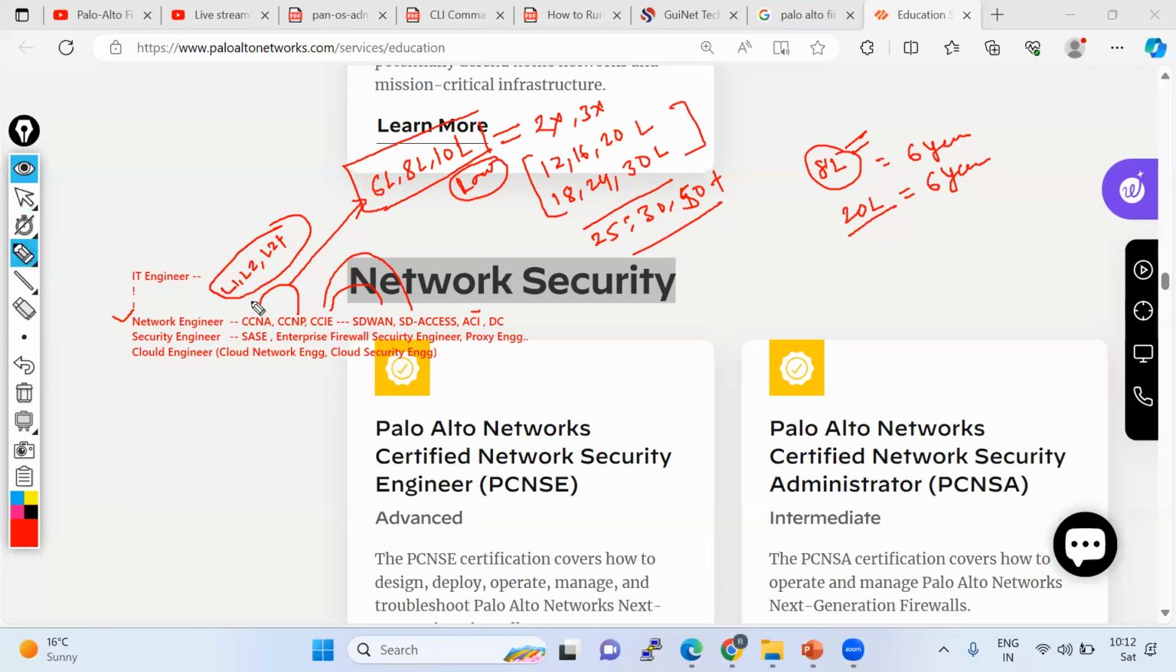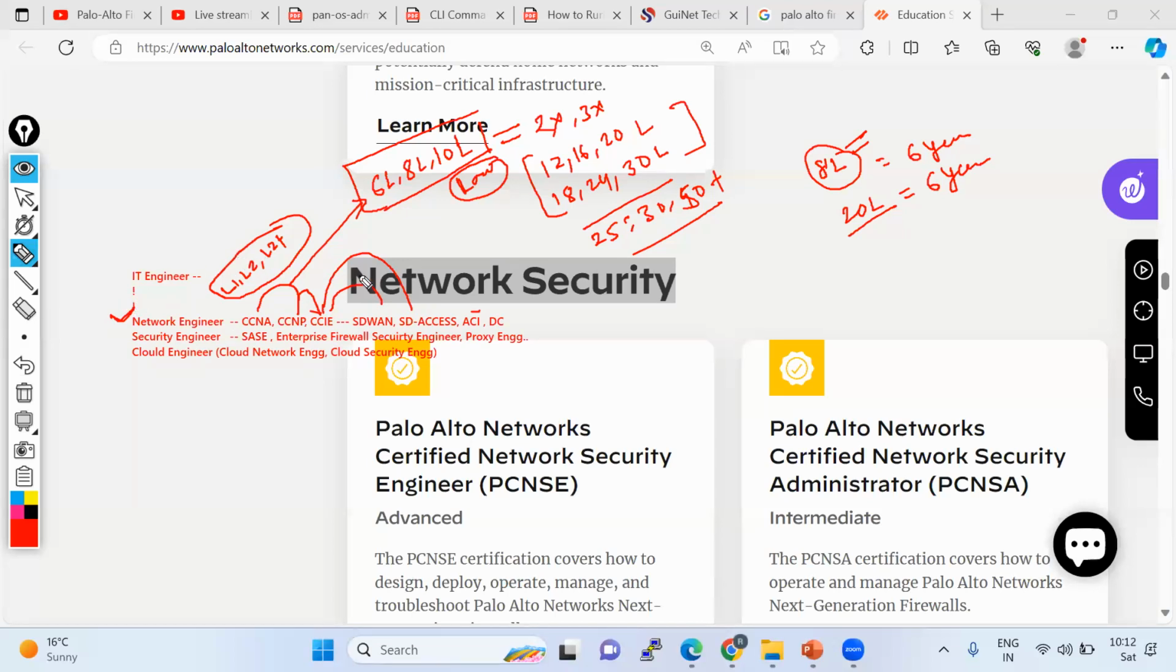So what option do they have? Either they can learn SD-WAN, SD-Access, or ACI, or can do the CCIE. If they can do the CCIE, then they are a highly demandable engineer in the market within the network domain.